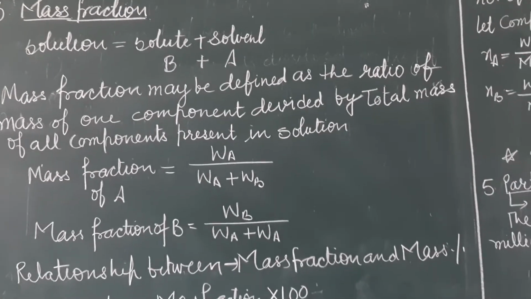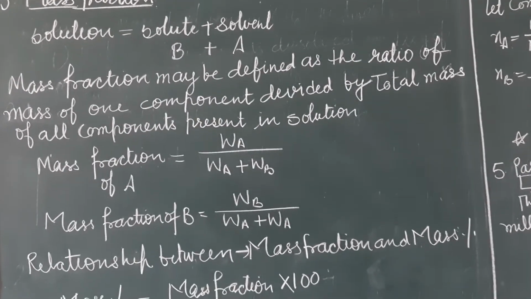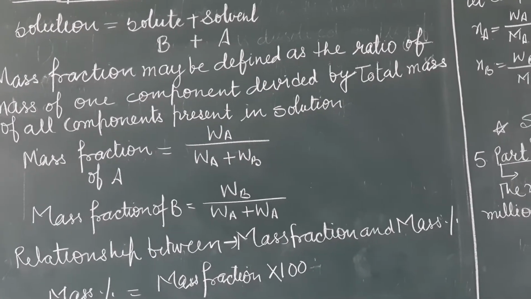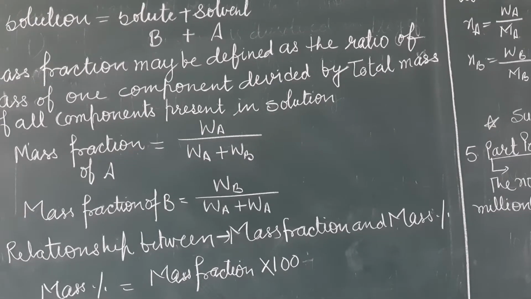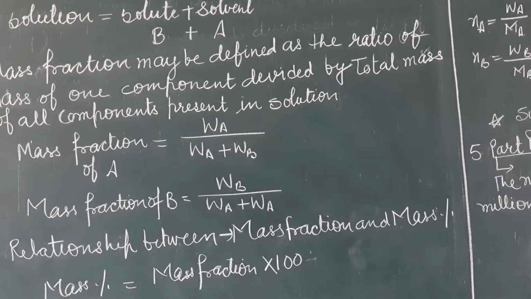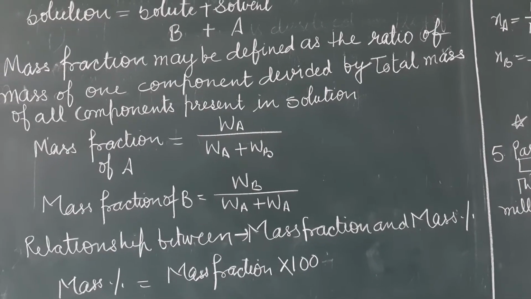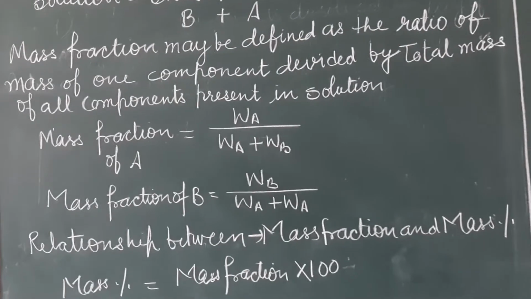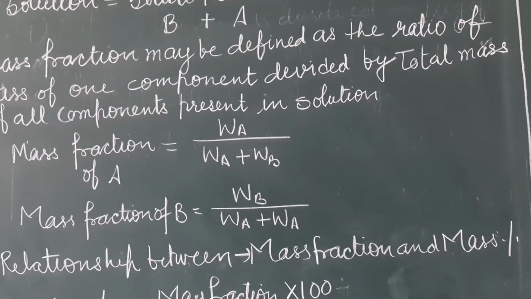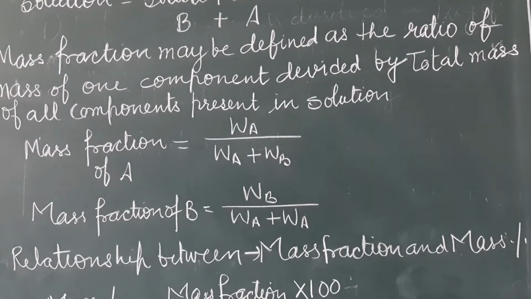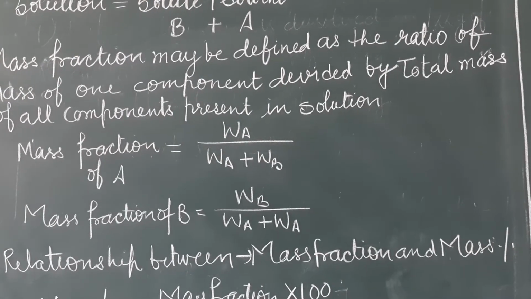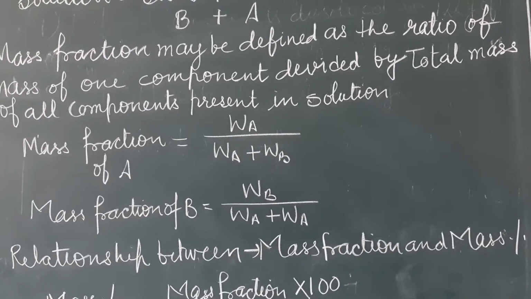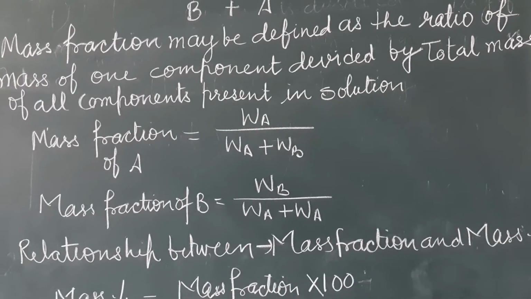Mass fraction may be defined as the ratio of the mass of one component divided by the total mass of all the components that are present in the solution. For example, if we want to calculate the mass fraction of A, then it is equal to weight of A divided by weight of solution, and the solution is made up of two components A and B. So, weight of A divided by weight of A plus weight of B.